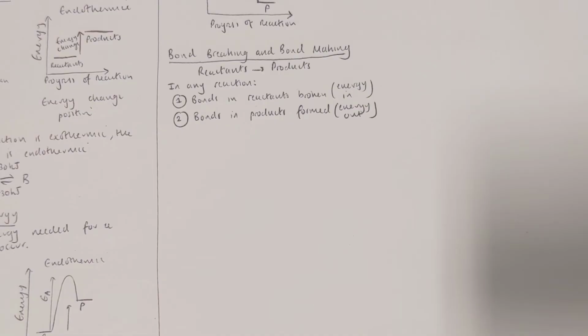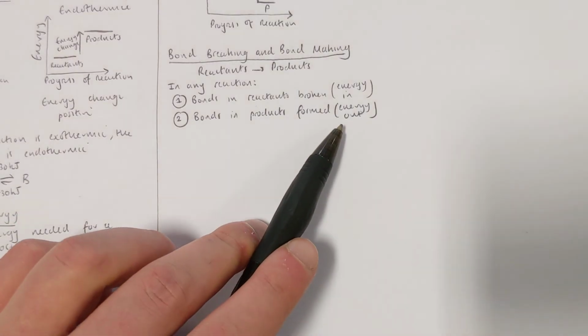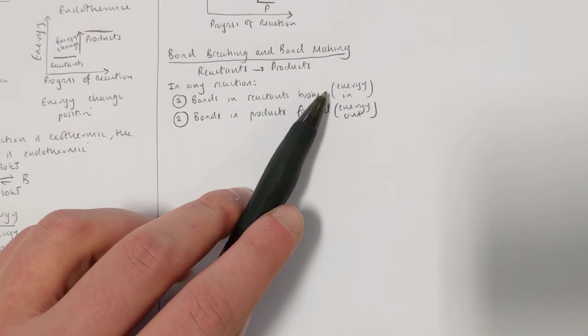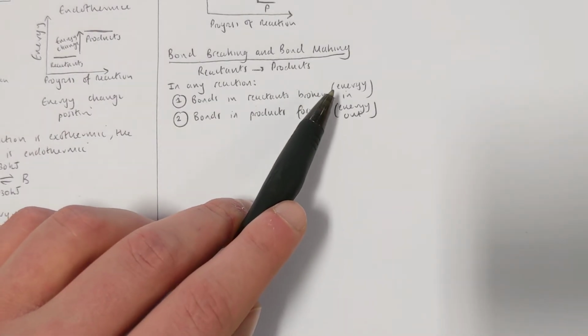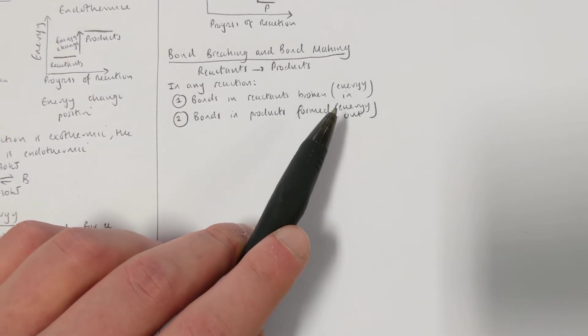Now, the difference between an exothermic and an endothermic reaction is simply which one of these stages is bigger in terms of energy values. If you've got an exothermic reaction, you will get more energy out in step 2 than you had to put in in step 1. But if you've got an endothermic reaction, you had to put more energy in in step 1 than you get out in step 2.